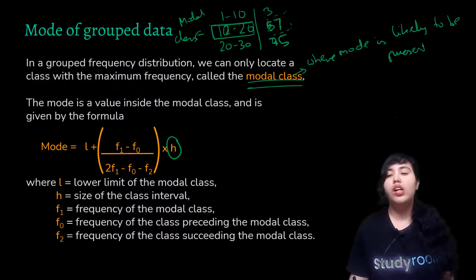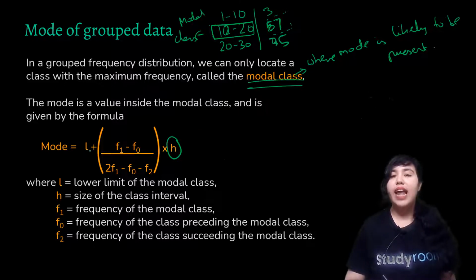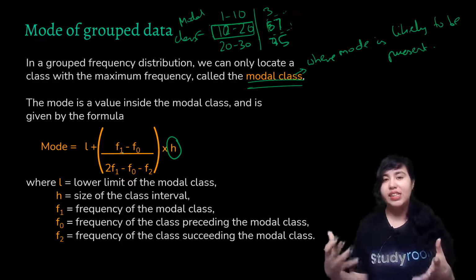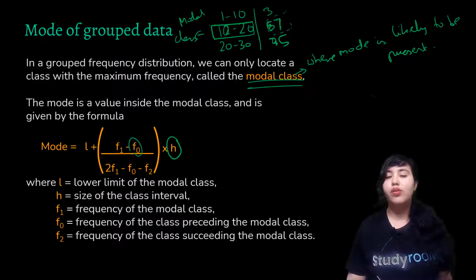So this modal class's class size we measure as 20 minus 10, so that will become h in this case. And what about L? L is the lower limit of this class, so in this case it will be 10. What is F1? F1 is the frequency of that modal class, that will be 7. F0 is the frequency of the previous class, the one preceding the modal class, so that will be 3.